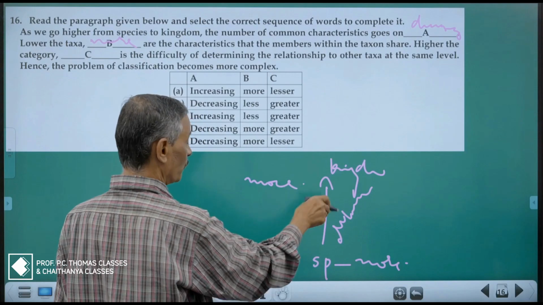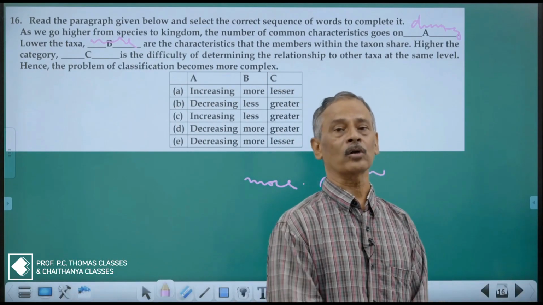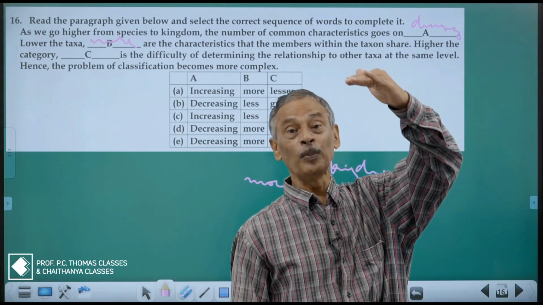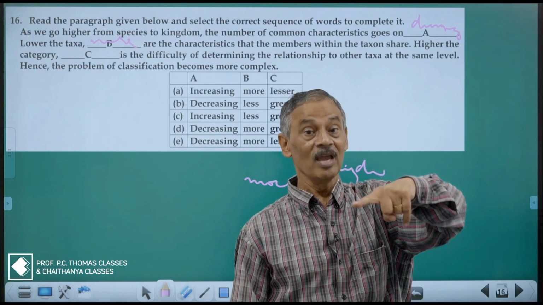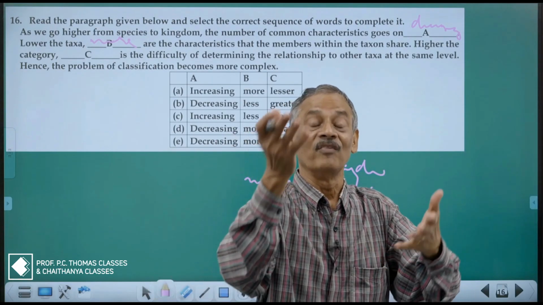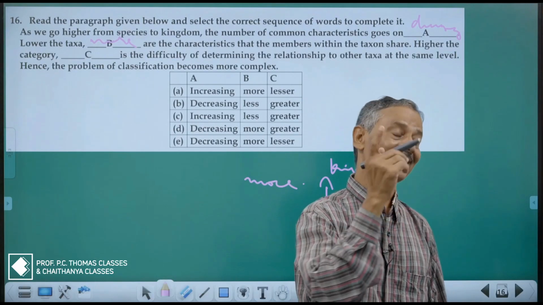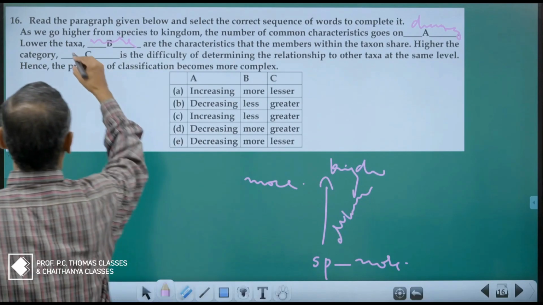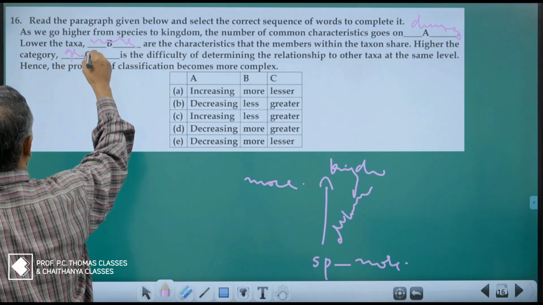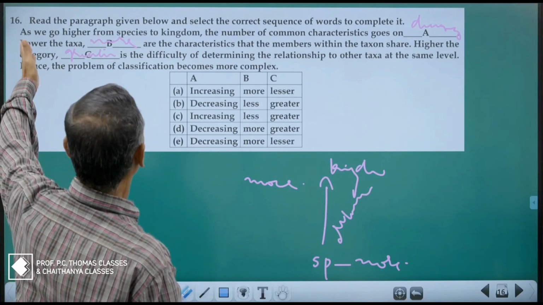Why? Classification is easy in the lower taxa because similarities are more. But to group in the higher taxa, it is not that easy. It is difficult. Why? Because characters are very much different. That's why it is difficult to classify in higher taxa. So, dash is the difficulty. Greater is the difficulty, more is the difficulty in determining. So that should be the order.